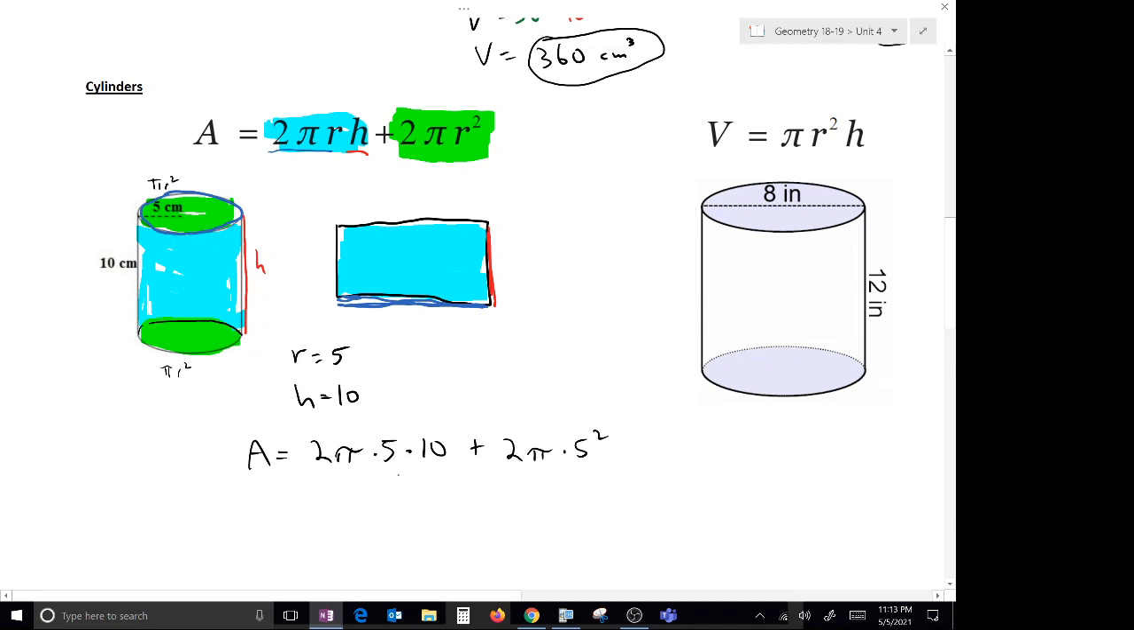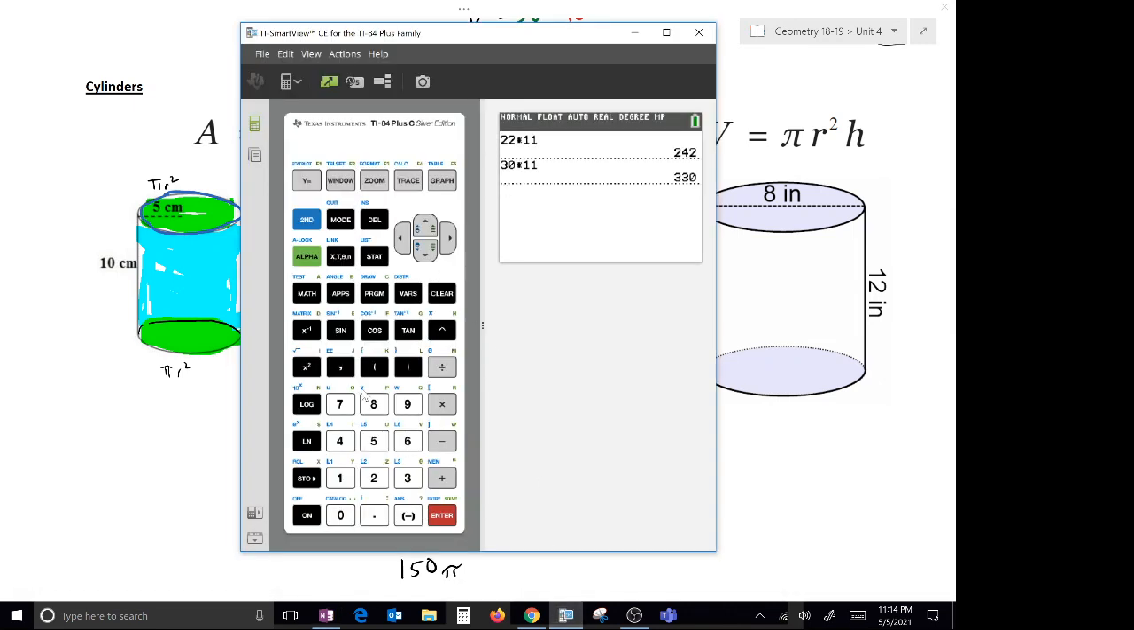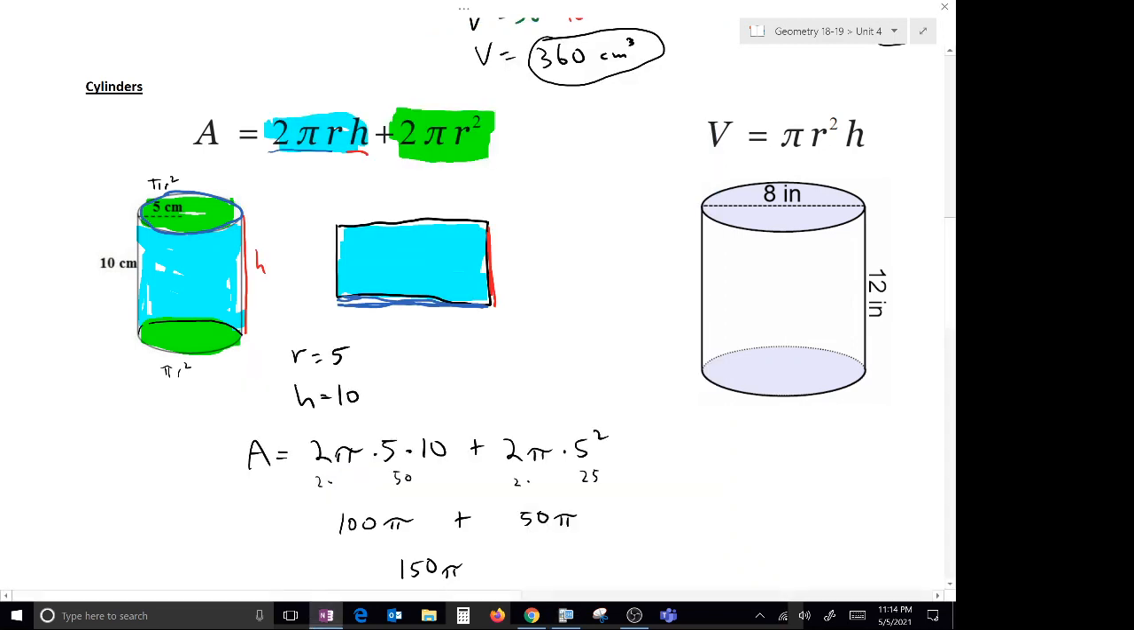So I just start by multiplying the numbers together. So 5 times 10 gives me 50, times 2 gives me 100 pi in the first part. And then I'm going to add that to, well, 5 squared is 25, times 2 gives me 50 pi here. So altogether I get 150 pi, which if I then use my calculator to estimate that, gives me 471.2. And the units are centimeters squared for my surface area.